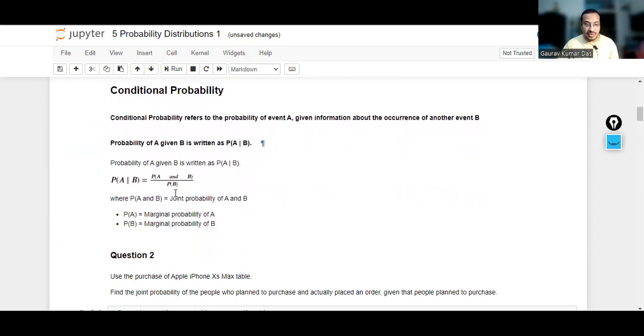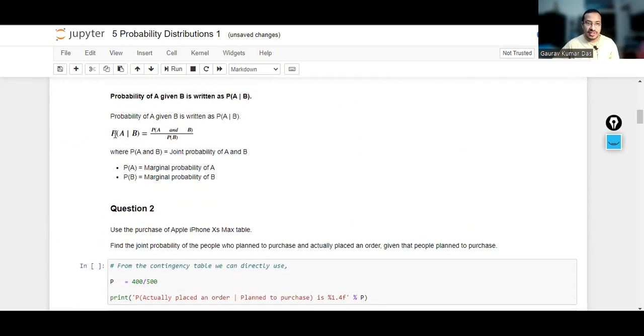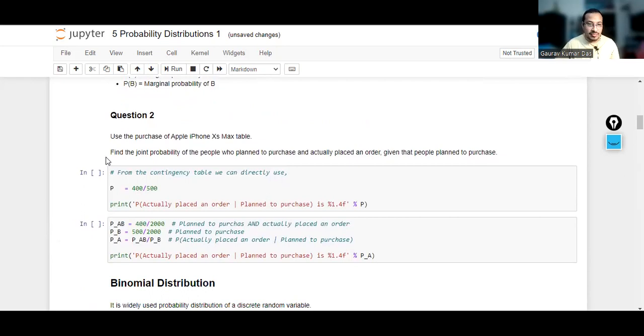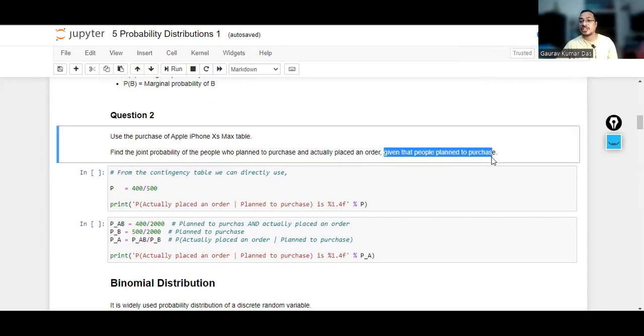Next, we have conditional probability. Conditional probability is something which I've already talked about, which means that one event is dependent on the other event, right? That is why we have probability of A such that B has happened. A question based on that will be: use the purchase of Apple iPhone X Max table to find the probability of people who plan to purchase and actually place an order, given that people plan to purchase.